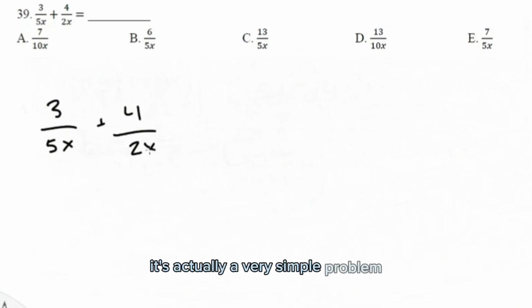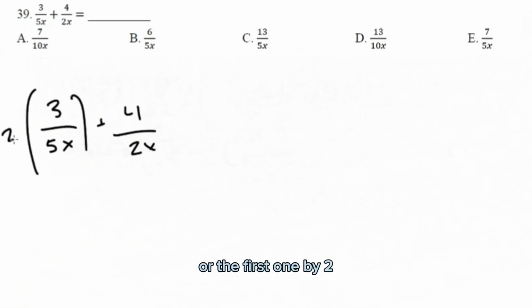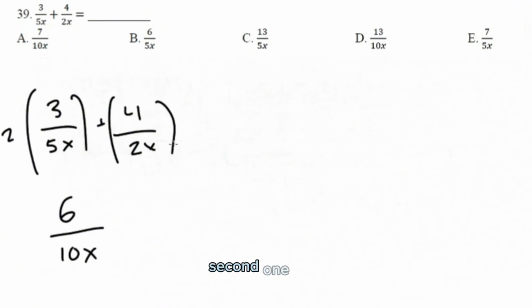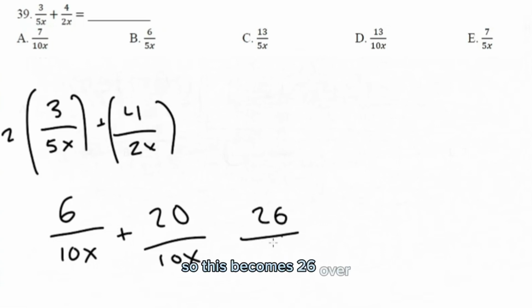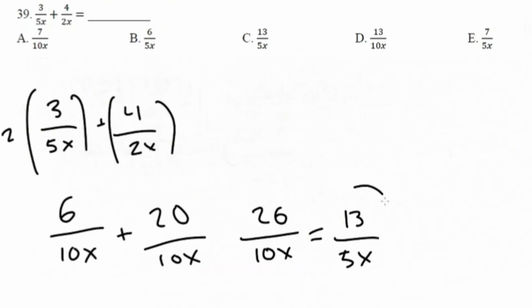This is actually a very simple problem. So we can see that if we multiply the first one by 2 on both the numerator and denominator, we can get 6 over 10x. And if you multiply the second one by 5 on both the numerator and denominator, we get 20 over 10x. Now, both of these have the same common denominator, meaning we can now add them. So this becomes 26 over 10x. However, we can still simplify this further because both 26 and 10x can be divided by 2 to get 13 over 5x. And that's your answer.